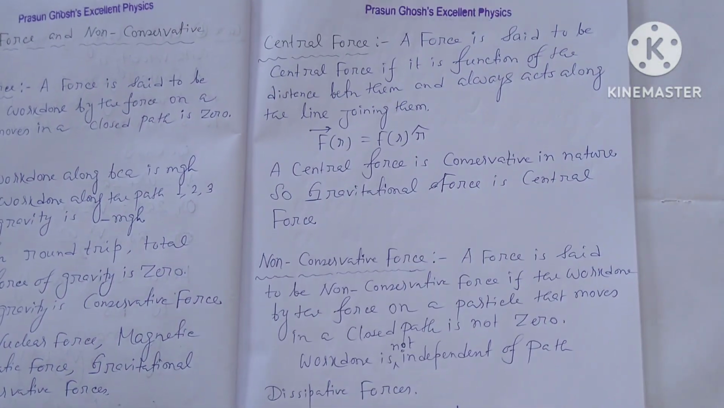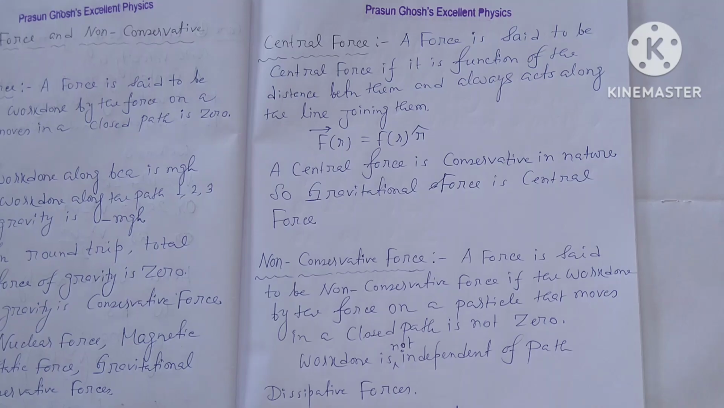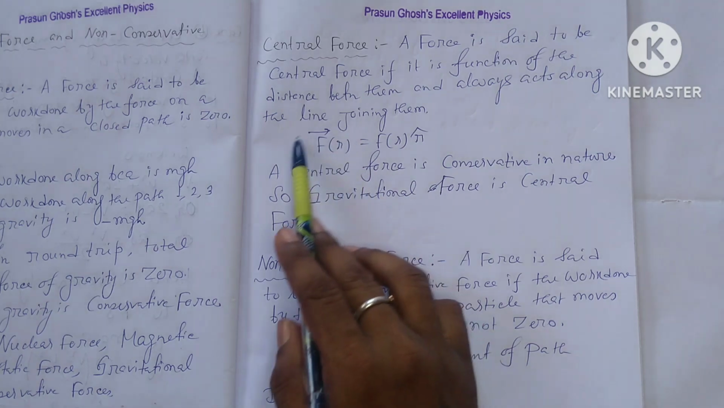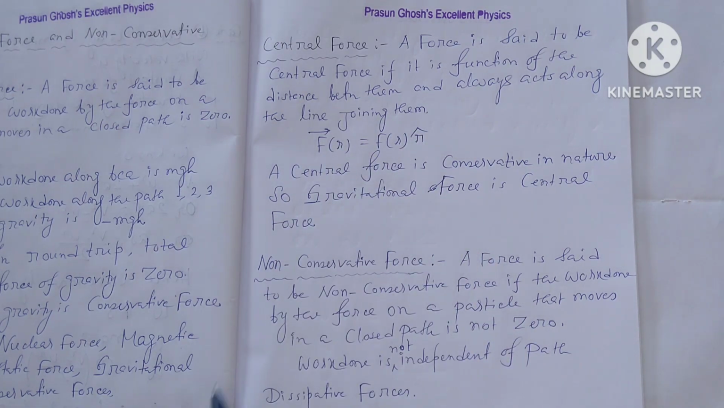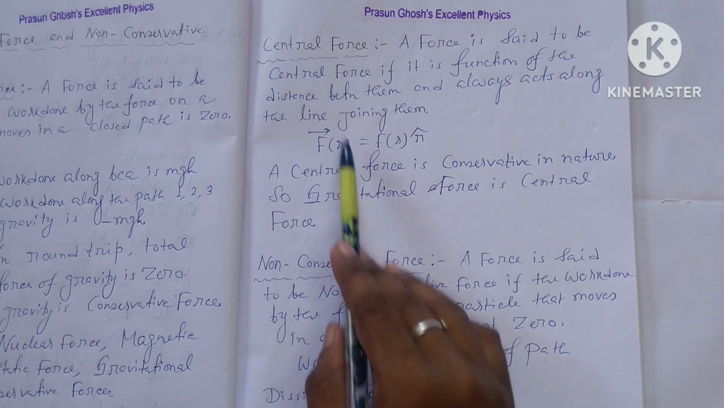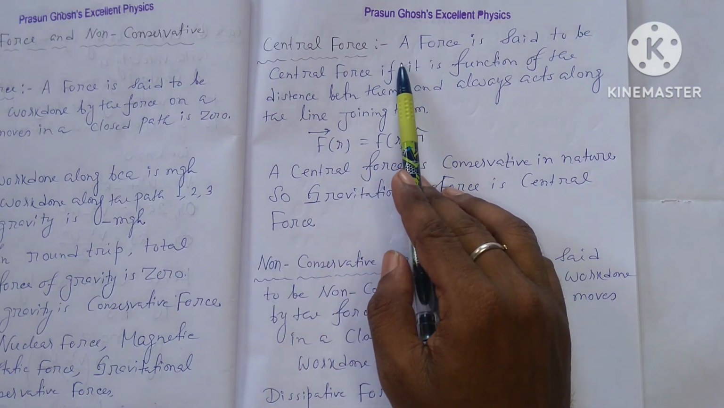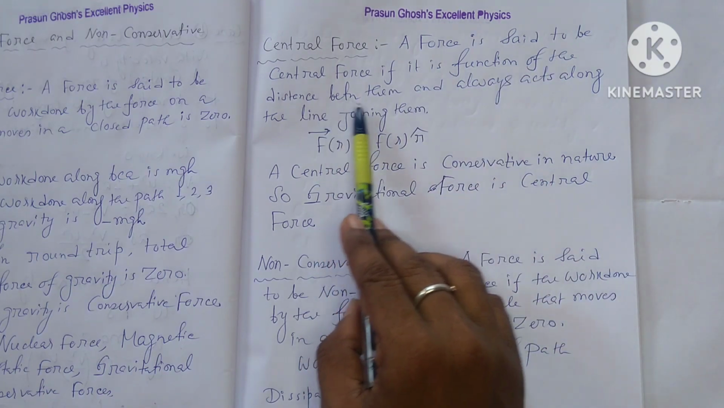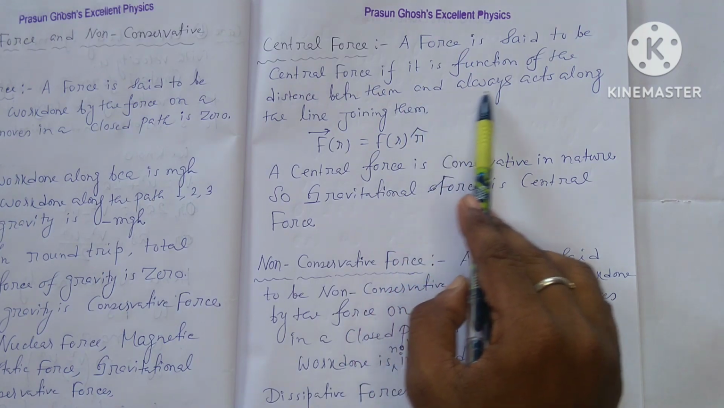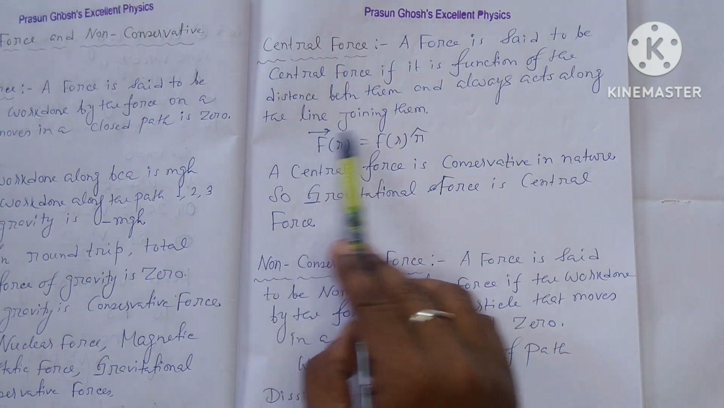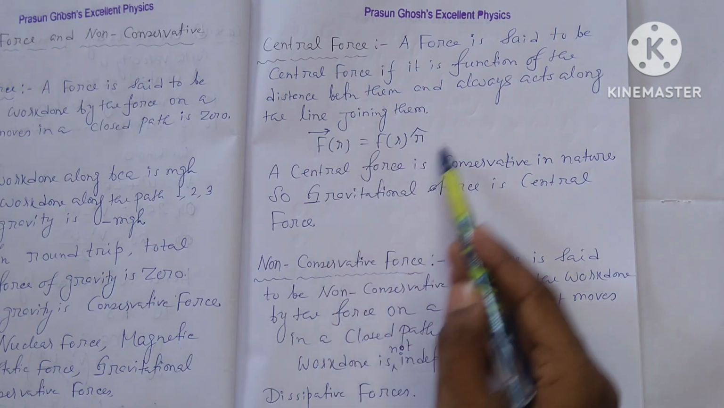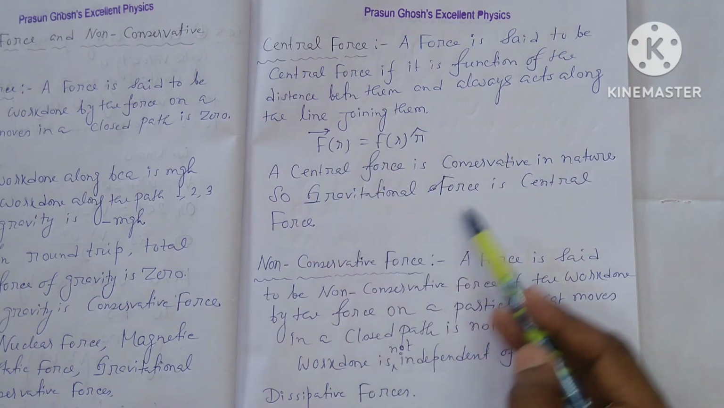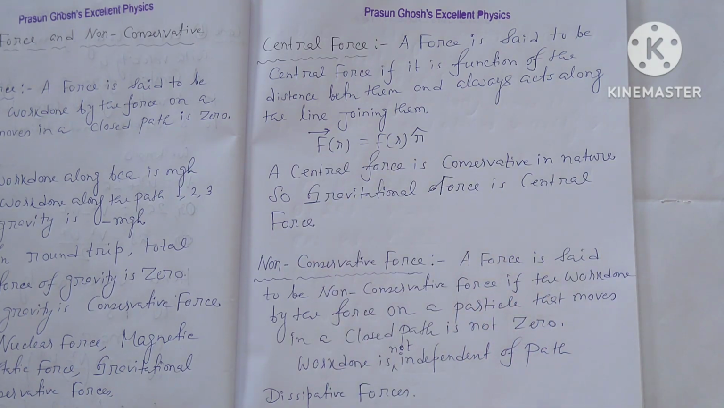Next we come to the central force. What is a central force? Actually, this is the formula of the central force. A central force is a function of distance. So a force is said to be a central force if it is a function of the distance between them and always acts along the line joining them. A central force is actually a conservative force. So gravitational force is also a central force.